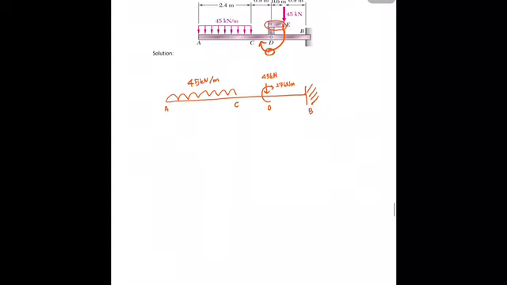Okay, solve this one until you get the maximum moment. I will just give you the maximum moment value. Maximum moment is equal to 429.3 kilonewton meter. If you get this maximum moment value correct, it means that your shear force diagram and your support reaction are correct.